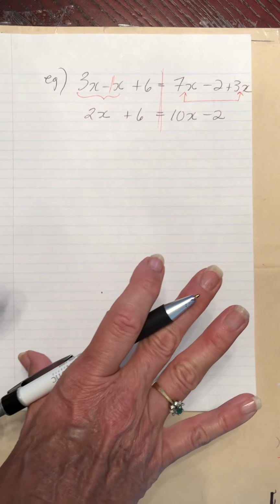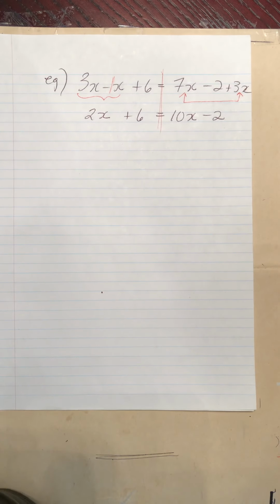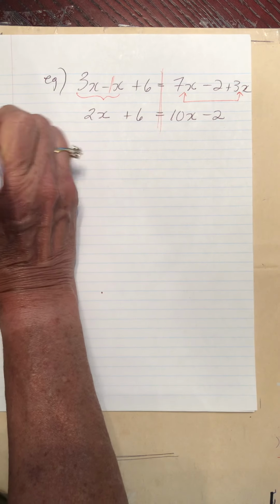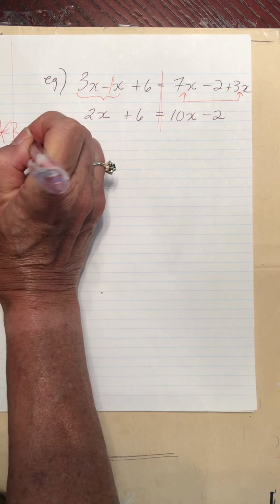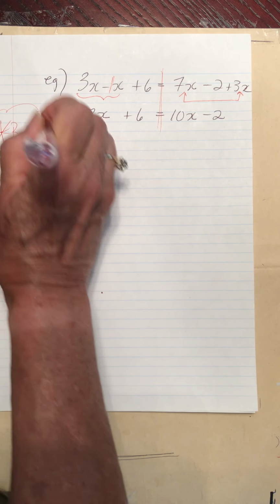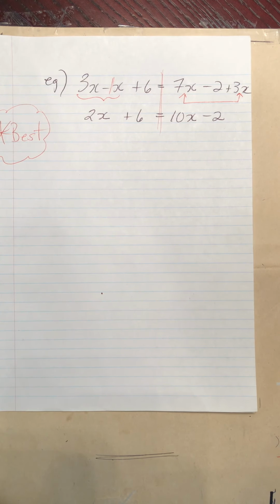So it's looking better for sure, but I have x's all over the place. You have to move them all to one side. So this is now where you make the best choice. In math, best choices involve, let's not have more negatives than we need.